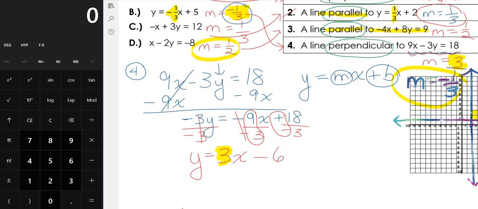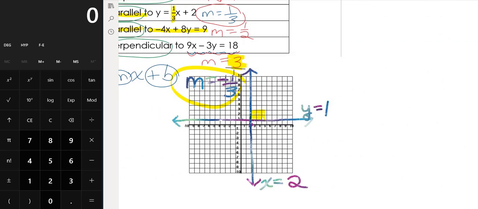And the last little thing to note before we kind of conclude this question, whenever you have a y equals line, it's horizontal. Vertical lines are x equals lines. And whenever you have a y equals and an x equals, they're always going to be perpendicular.